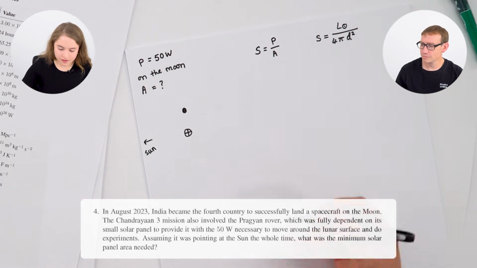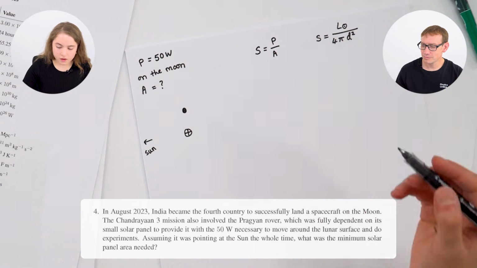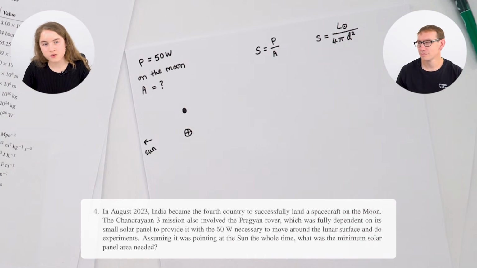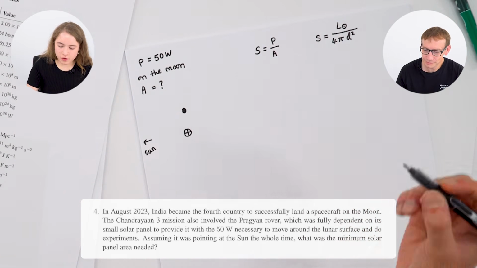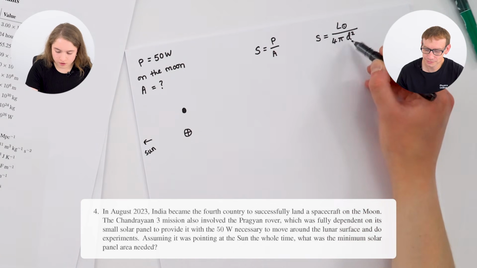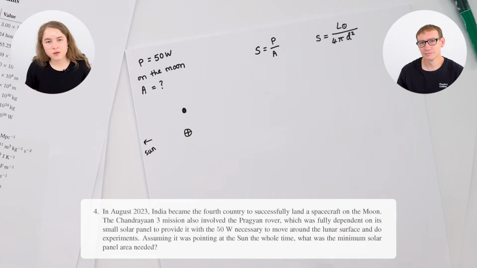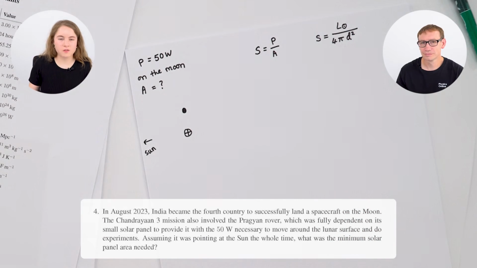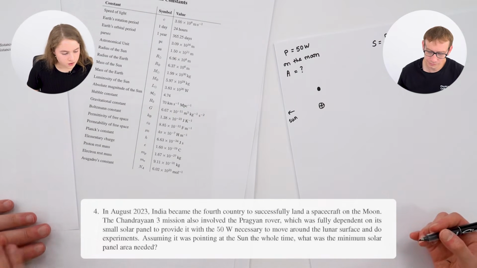In astronomy and astrophysics, writing a circle with a dot inside of it almost always denotes the sun. It's just a standard notation. Okay, but what's the distance of the moon from the sun? Well, we've said that that's going to be almost exactly the same as the distance of the Earth from the sun. And we can go to the constants sheet to write that down.